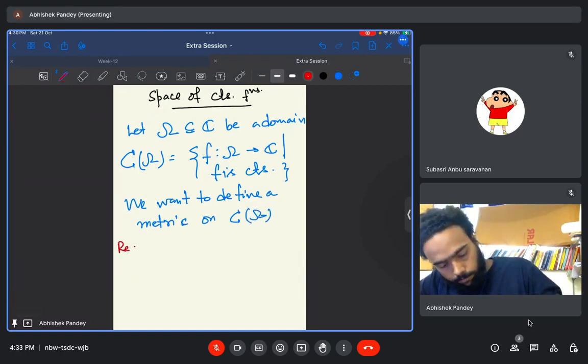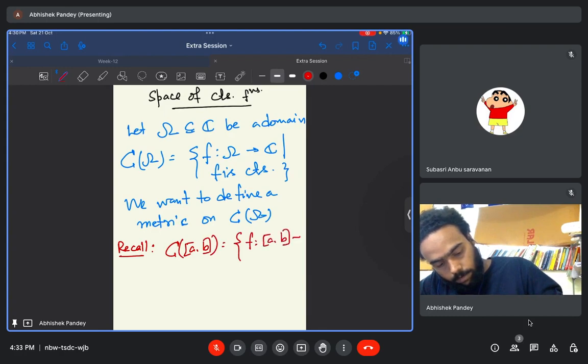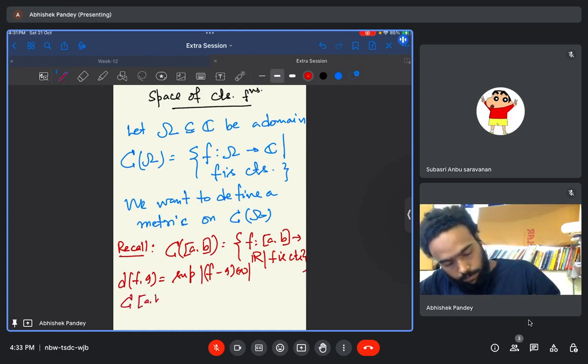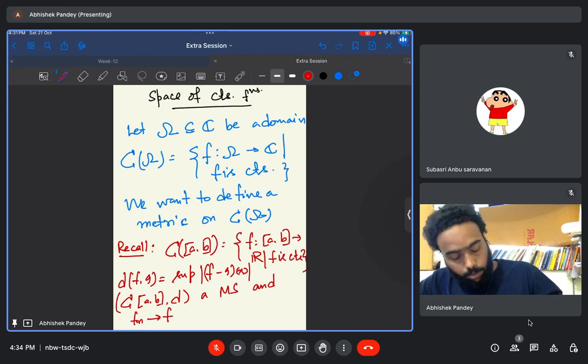Just to recall, if you consider C of a comma b, it is the set of f from a comma b to R such that f is continuous. So we define a metric basically, d of f comma g, as the supremum of the absolute value of f minus g of x. This we define. Then in this case, this is a standard fact. This is basically a metric space, and a sequence fn in this one converges to f with respect to the metric d if and only if, as we know, fn converges to f uniformly.